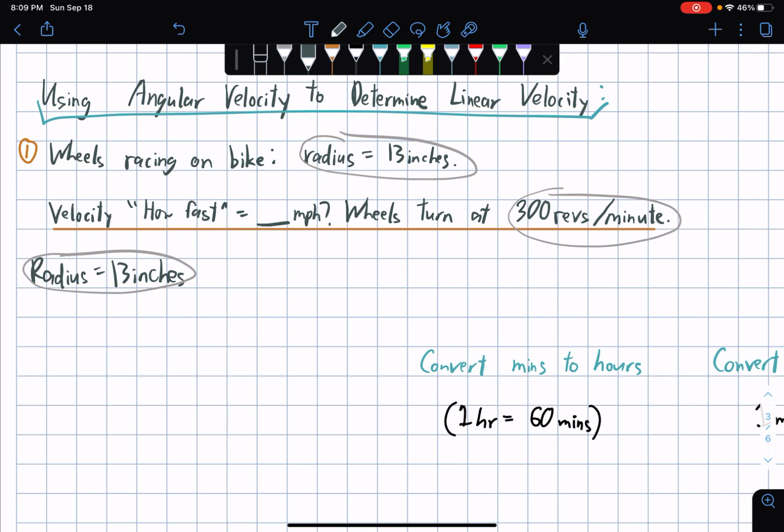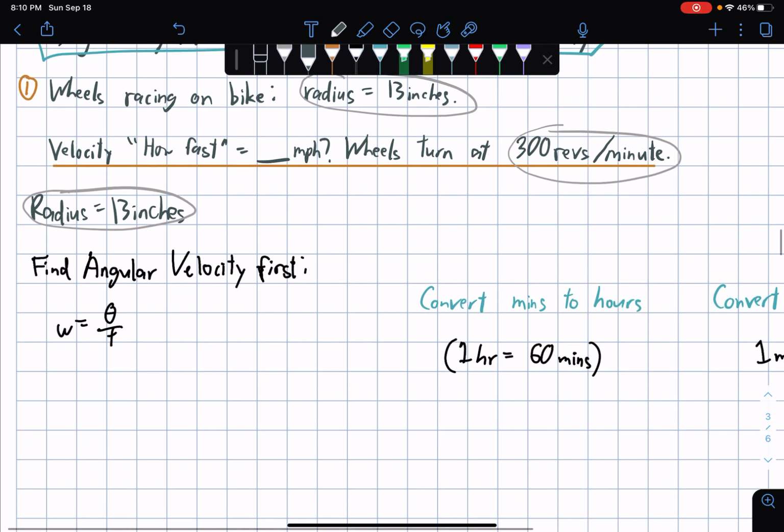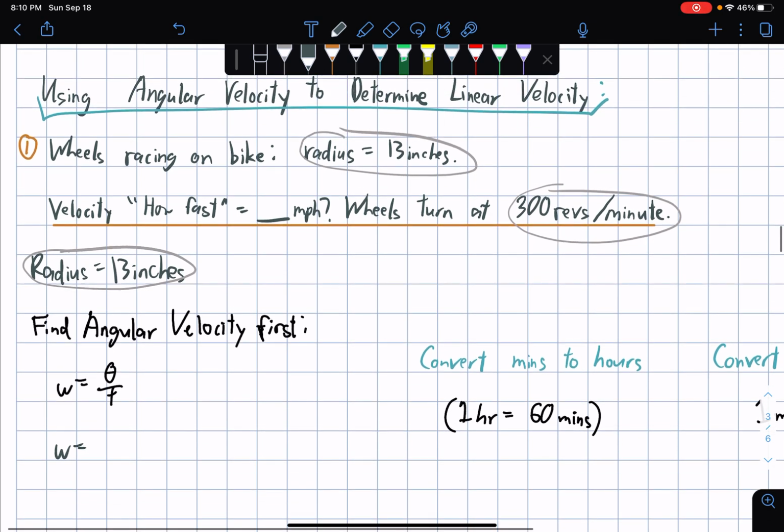In order to find the linear velocity, we have to go through solving for angular velocity first. Angular velocity is W equal to theta over time. In that sense, our theta is missing. But we can find theta with the given 300 revolutions per minute.